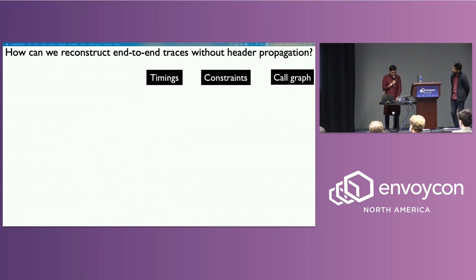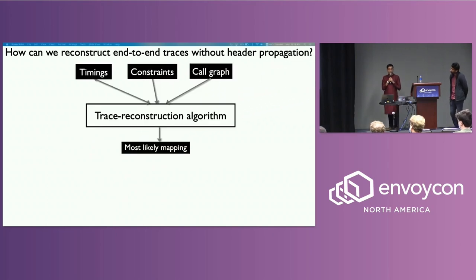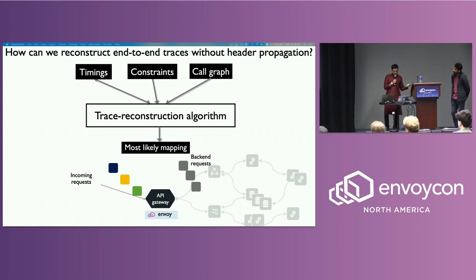Using these three inputs, we feed them to a trace reconstruction algorithm, which outputs the most likely mapping given a historical distribution of delays at each microservice. Specifically, for our previous example, where we had three incoming requests and three backend requests, it outputs a specific mapping between the backend requests and the incoming requests at this node. Similarly, it outputs the mapping for every service node, and then we can stitch them up to get the end-to-end trace.